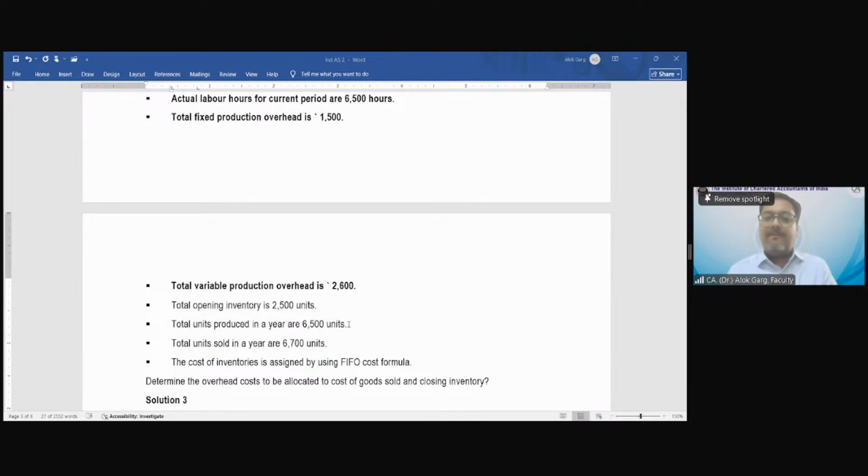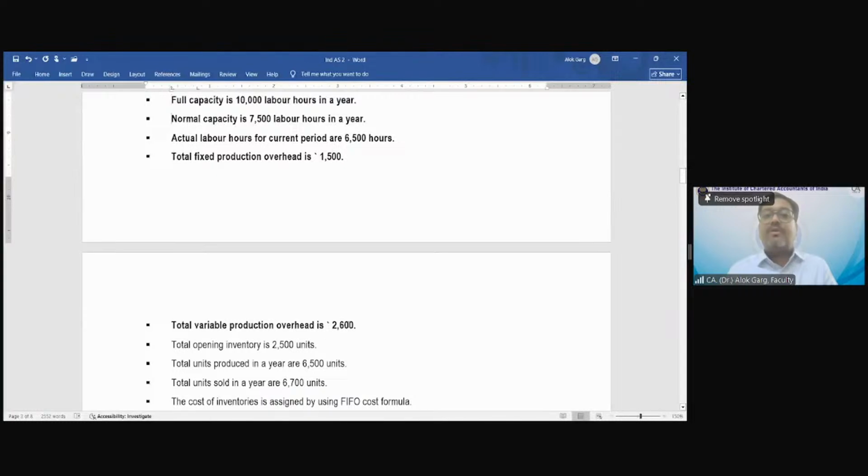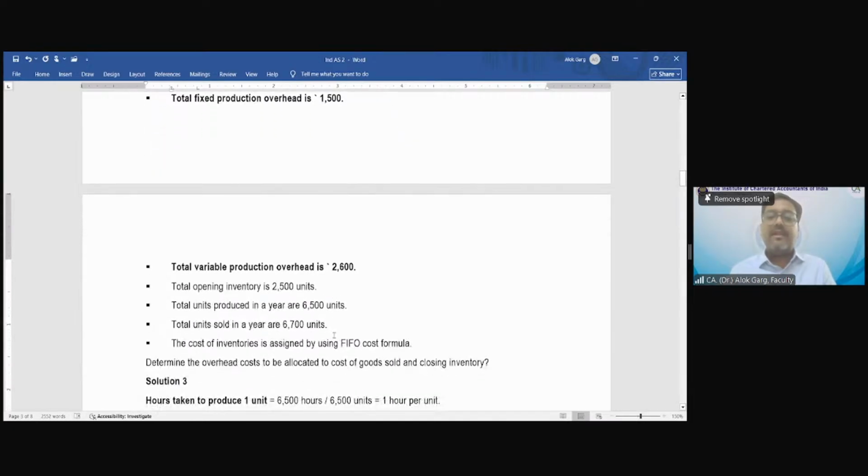So my actual labor hours for the current period is 6500 hours, and my actual units produced are 6500 units. It means one unit is equal to one labor hour. So one labor hour is required to produce one unit. What is the ask of the question? The question is asking what is the overhead cost to be allocated to the cost of goods sold.